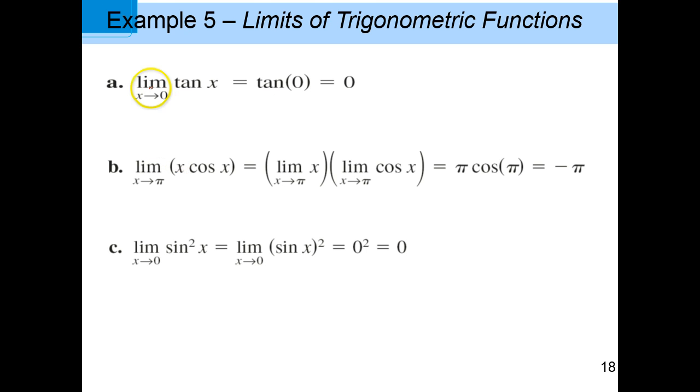Alright, so here are 3 examples of that. The limit of the tangent of x as x approaches 0. We directly substitute a 0 in. The tangent of 0 is 0, and so the solution to that limit is 0.